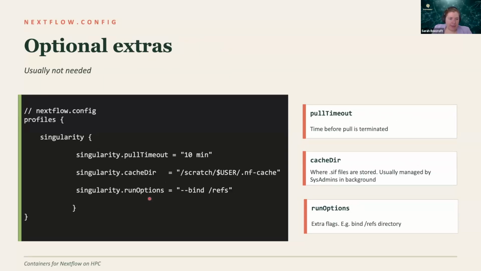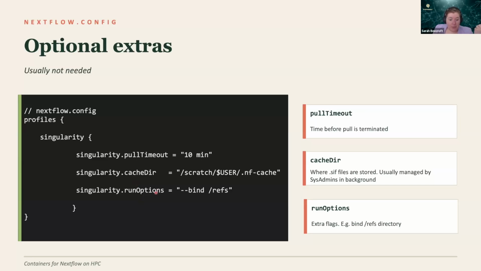You can also have these optional extras, which you might not need. It's up to you. Depending on where you're running, you might find that these things are super useful. Nextflow will pull the containers from the internet for you on the fly, but sometimes it can take a long time. You might want to have a timeout set. You might want to specify your own cache directory, so you can put it somewhere that's more useful for you.